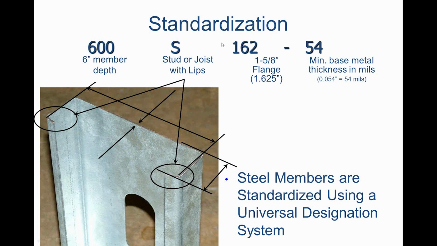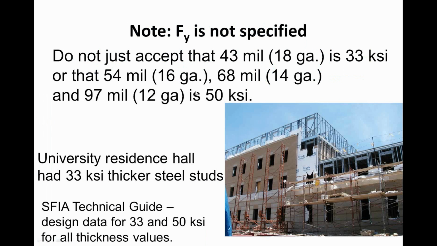Also, as I look at this designator, it does not give me the yield strength of my member. Yield strength is very important to us as we deal with the strength of the member. We have known historically that if a member is 43 mils or less, we use 33 KSI. If it was 54 mils or greater, that was 50 KSI. That's been a rule of thumb in the industry for many years. But I caution you, be careful, because that is not necessarily what's going to happen.